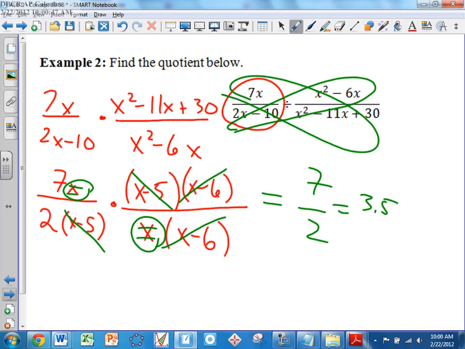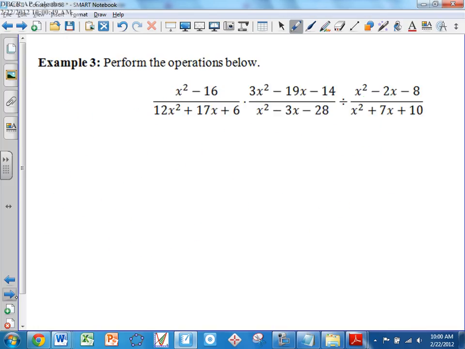Number 3. Again, you stop for a second. This is an SAT problem I actually pulled. Good, so start by flipping the last one. Start by flipping the last one. Factor everything and cross-cancel all you can cross-cancel. Try this on your own.